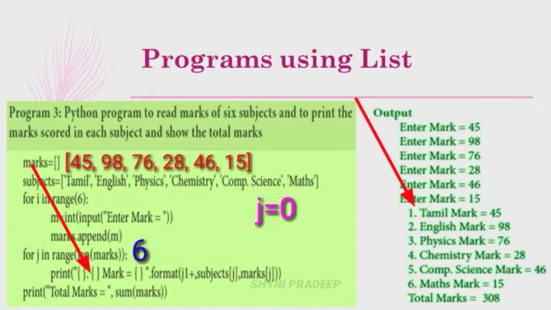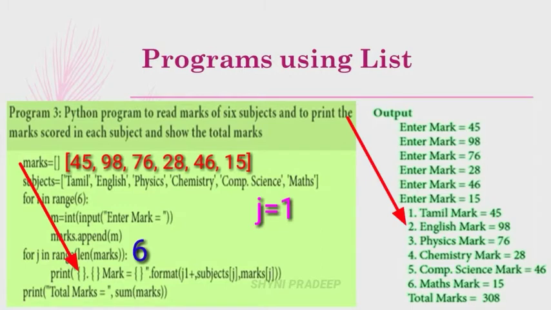Next dot. Next this curly brace for subject. Okay, first subject is what? Tamil. Next mark is equal to, mark value is what? 45. So here this curly brace for marks 45. Okay. So here you will get the output like this. Next for j in length of marks.